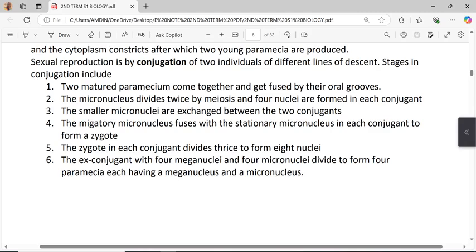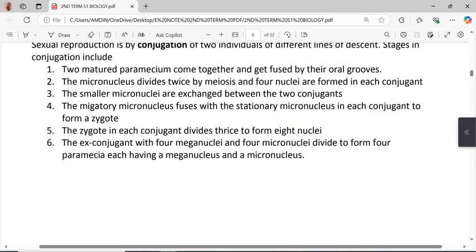Sexual reproduction is by conjugation of two individuals of different lines of descent. Now let's look at the stages involved in conjugation in paramecium. This question was asked in our previous tutorial, and this is the solution to that question. Let's listen attentively and follow it in detail. You can pause the video to write the note down in your notebook, and you can rewind as well to listen to any explanation that is not clear to you.